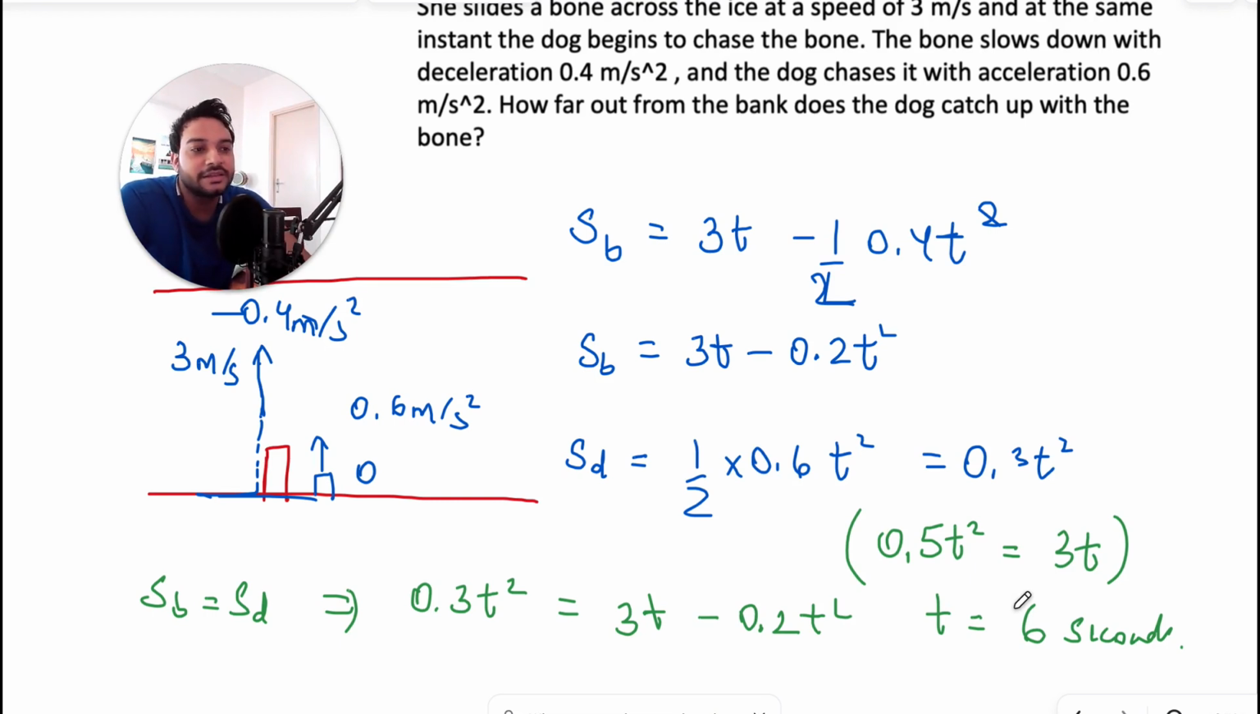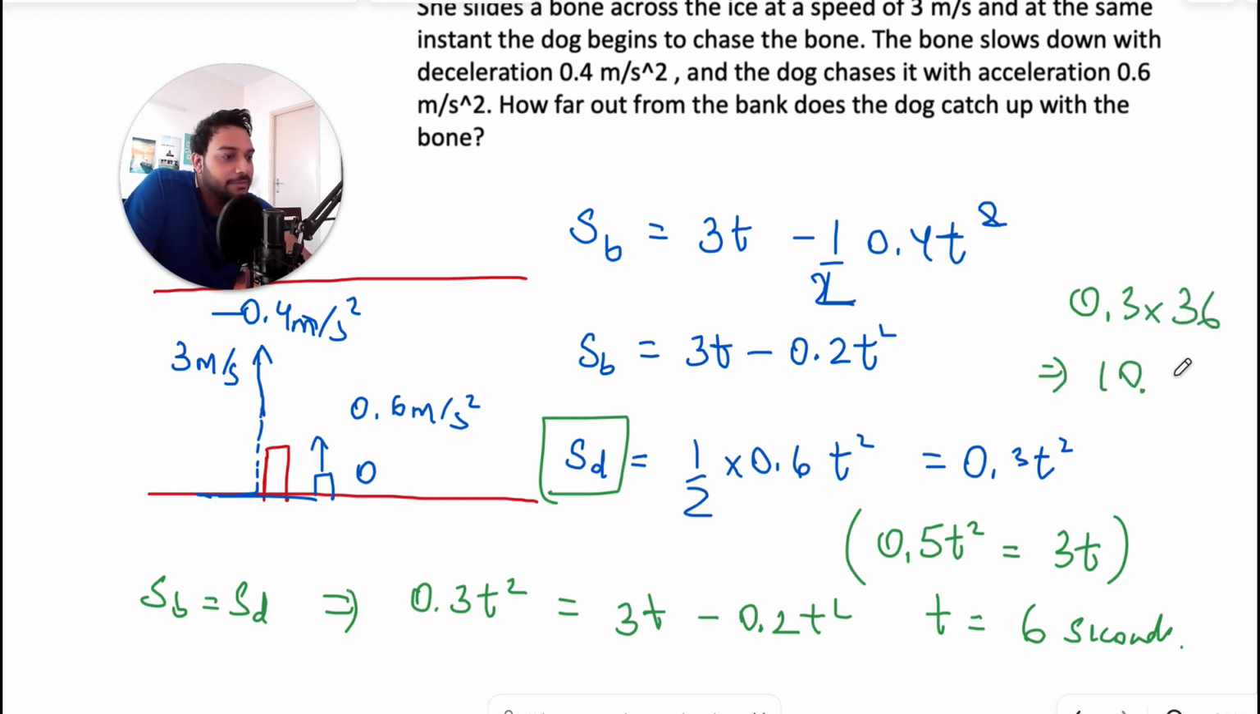So t is equal to 6 seconds. After 6 seconds, they're going to catch up. Now, how far out from the bank? That can be calculated. So SD, the displacement of the dog, is 0.3 t squared. So 0.3 times 36, since 6 squared is 36. This is going to be 10.8. So 10.8 meters and the dog catches up with the bone.